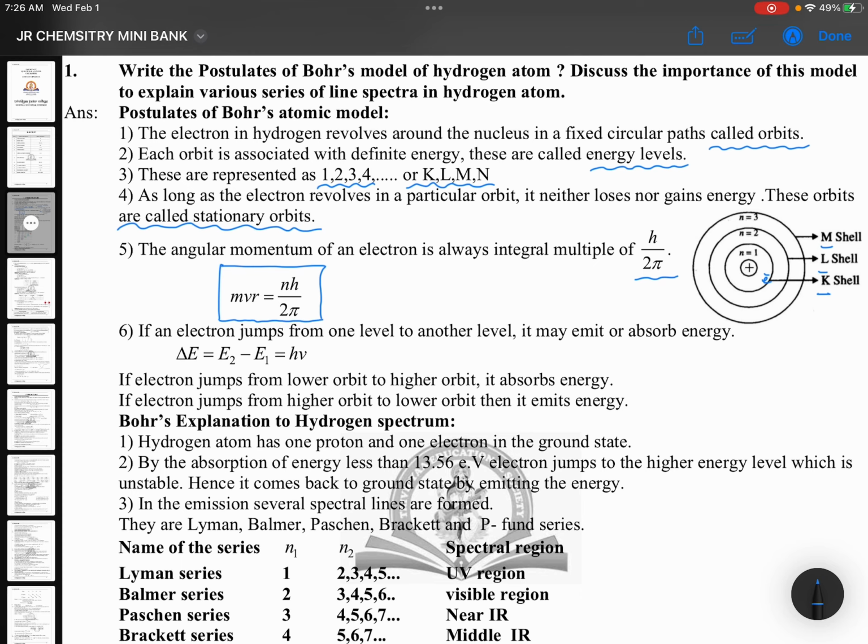If an electron jumps from one level to another level, it may emit or absorb energy, and that is equal to h nu. Delta E is equal to E2 minus E1 is equal to h nu. If electron jumps from lower orbit to higher orbit, it absorbs energy. If electron jumps from higher orbit to lower orbit, it emits energy. These points must be included in your answer. Okay, now definitely you will get 100% marks.